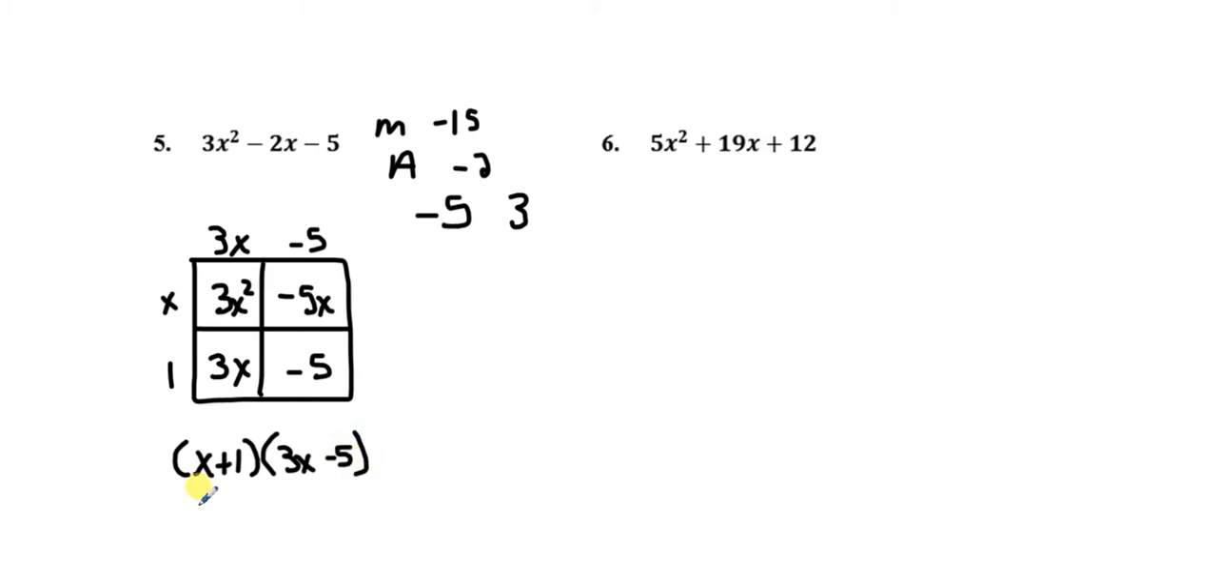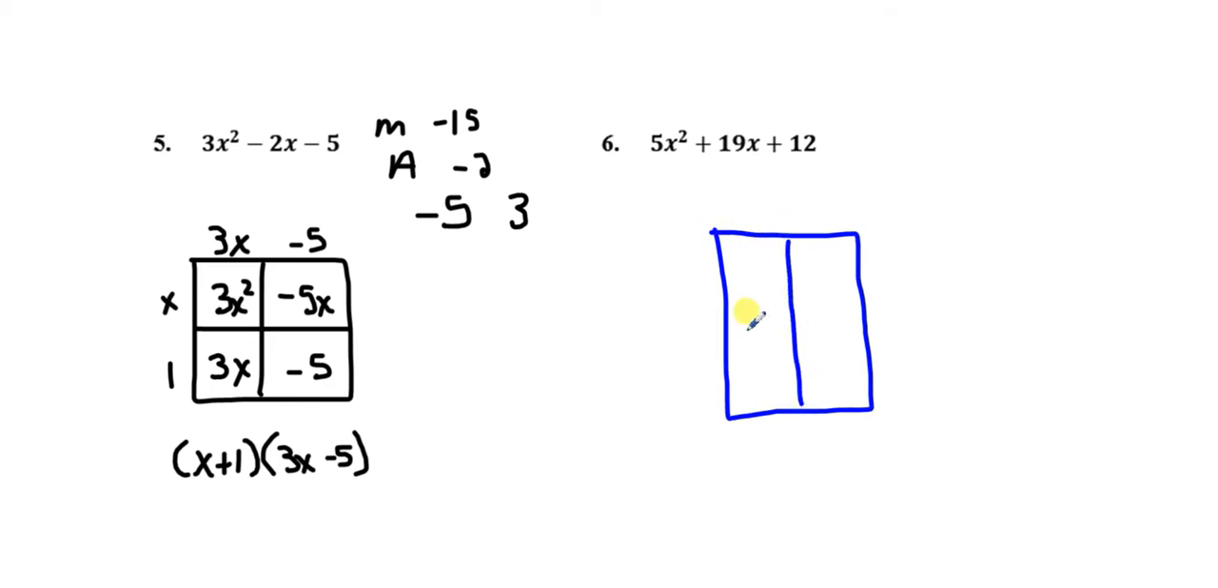And if you multiply that out, 3x squared minus 5x plus 3x minus 5. And let's switch the color around and make it fun. Same thing with this one. Let's make a box. And we're going to put 5x squared here and 12 here. And we want two numbers that multiply and give us 5 times 12, which is 60.